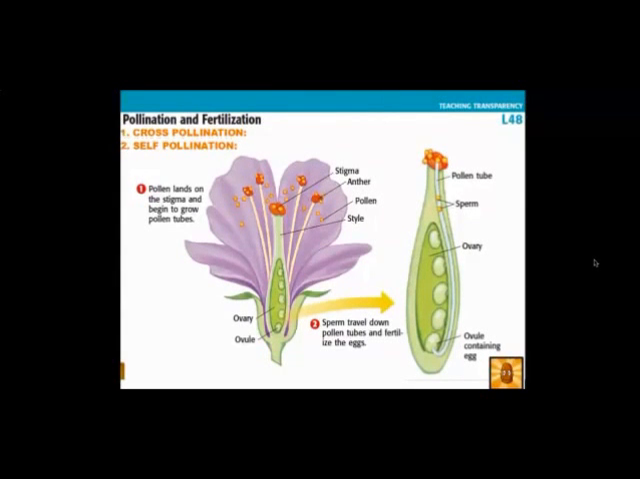Okay, so here we have a picture of our flower and the parts are labeled again, and then we have a close-up image of the pistil on the right here. Before we discuss the process of pollination, what I'd like to discuss is the difference between two kinds of pollination that a flower can carry out.